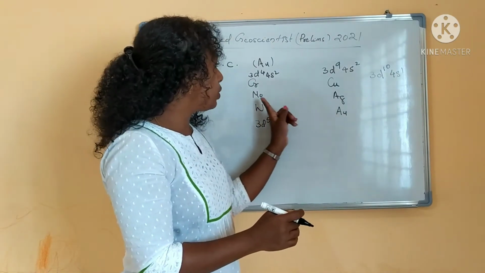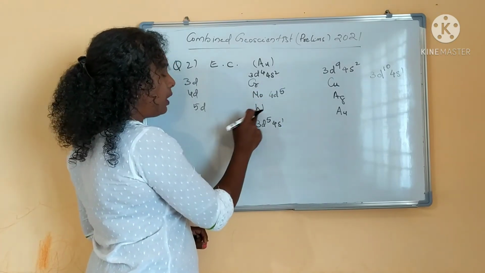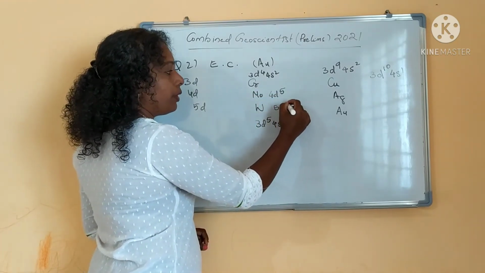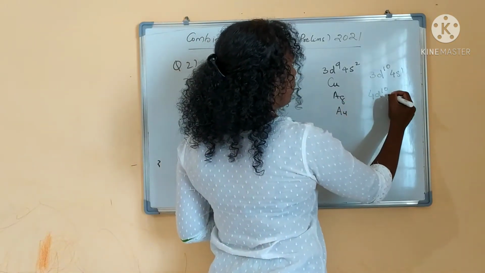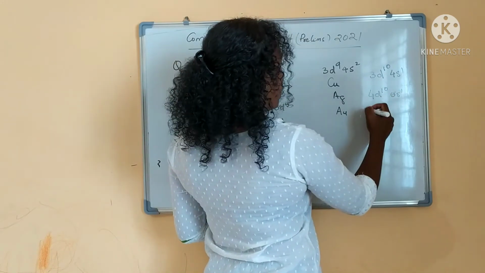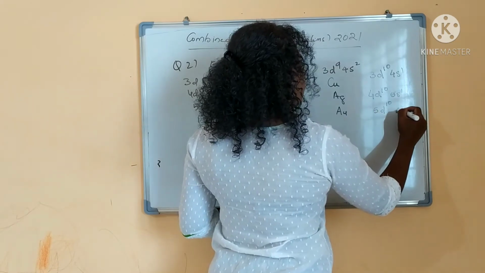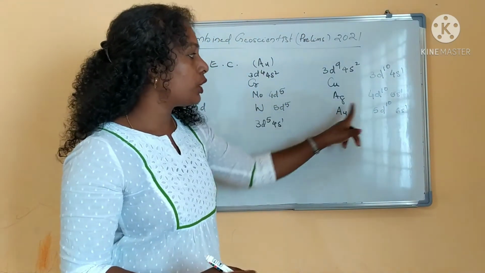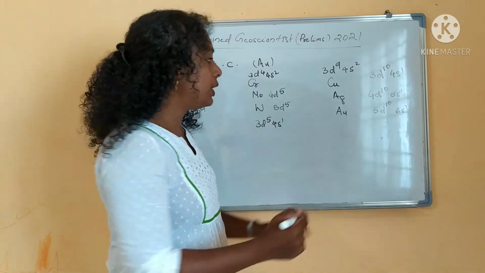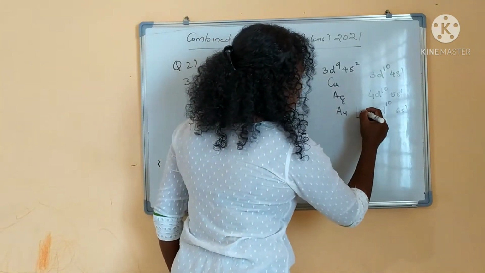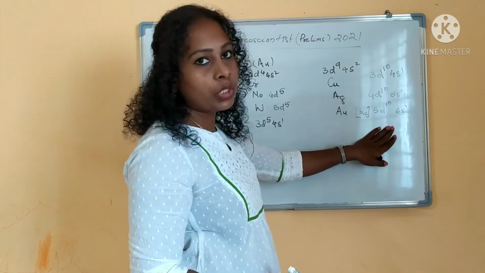So coming to the case of molybdenum, it will become 4d5, and tungsten will become 5d5. In the same way, for silver it will be 4d10 5s1, and for gold it will become 5d10 6s1. This is the outer electronic configuration for gold, and they have given the option xenon. So 5d10 6s1 is the electronic configuration of gold.